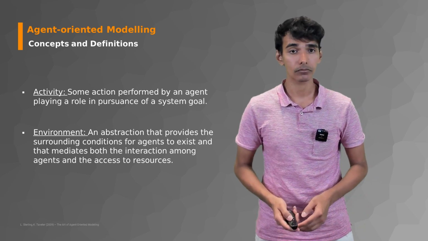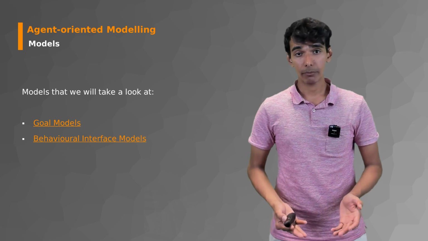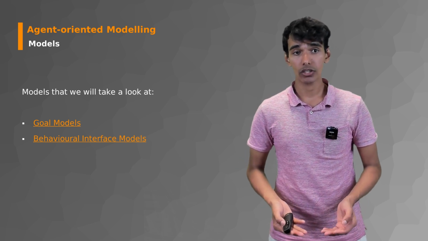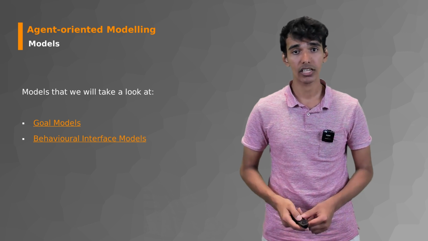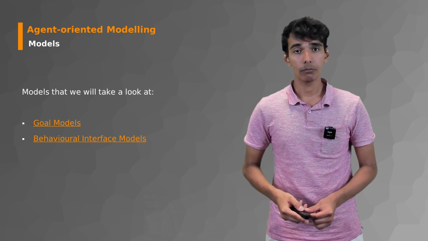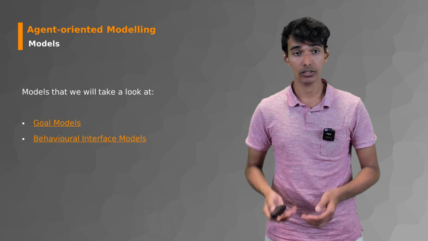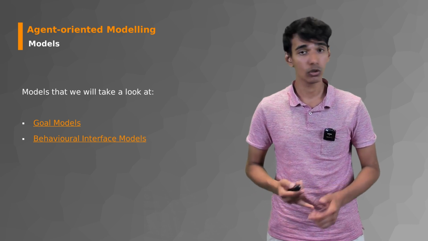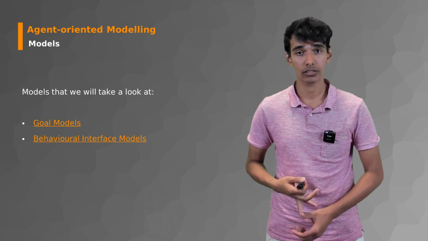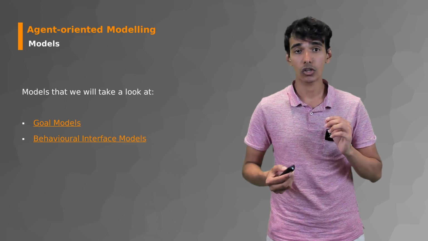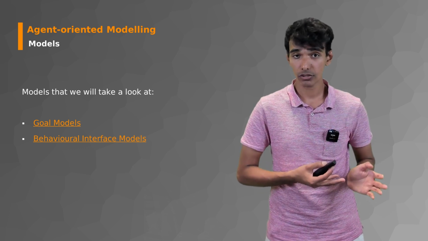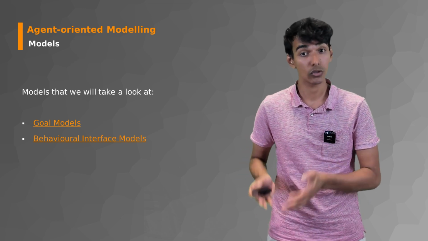Now that we know a little bit about agent-oriented modeling, we're going to talk about two very specific selected models from the models that Sterling and Tabata talk about. These are goal models and behavioral interface models. Not to confuse with the goal models that we talked about in a more general sense in this lecture, these are more specifically agent-oriented goal modeling.